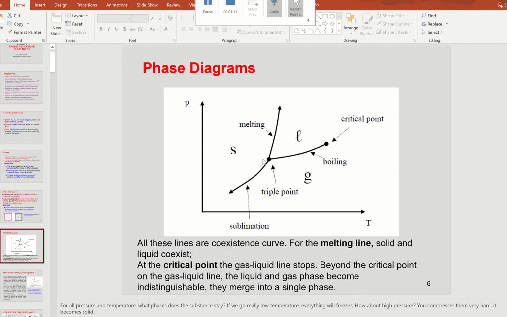And so where those melting, boiling, and sublimation lines coexist at the same point is the triple point. And another point to look at is called the critical point. That's between L and G. At the critical point, the gas-liquid line stops. So beyond this point, the liquid and gas become indistinguishable, and they merge into a single phase here, the critical point.